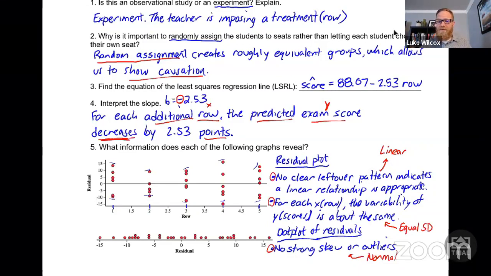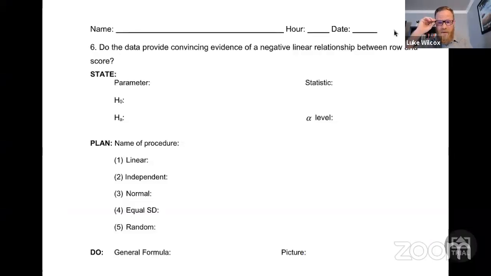So I think we've done most of the legwork here in preparation for inference, for a significance test. And we are now prepared to do a full significance test, four-step: state, plan, do, conclude. All right, so here we go. The question says, do the data provide convincing evidence of a negative linear relationship between row and score?